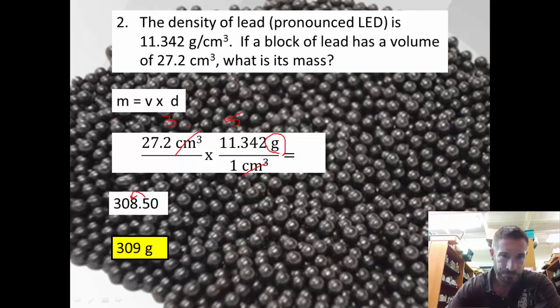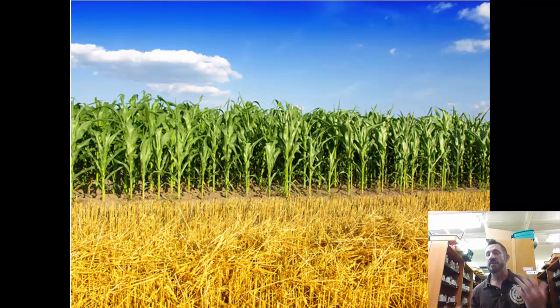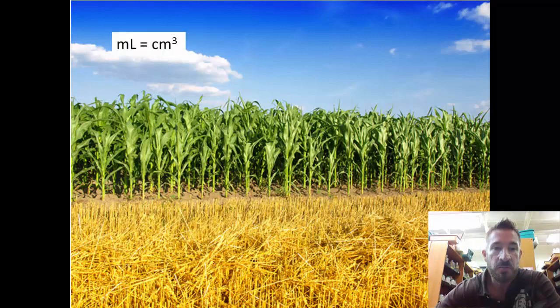One more problem. I wonder if you could think about why I would have corn up when we just talked about density. Well, we mentioned a product that we get from corn. That's ethanol. We get a lot of ethanol from corn. So this is a problem about ethanol. Before we do that, let's look at the difference between volume, and we talk about milliliters versus centimeters cubed.